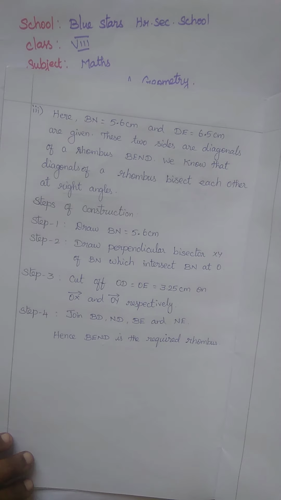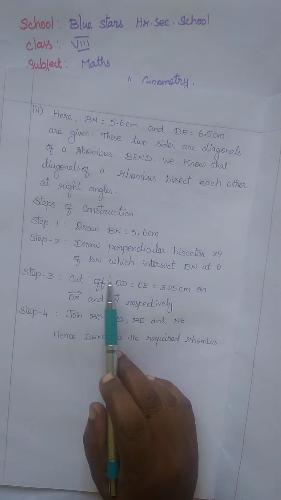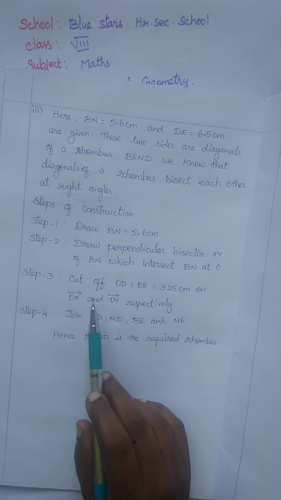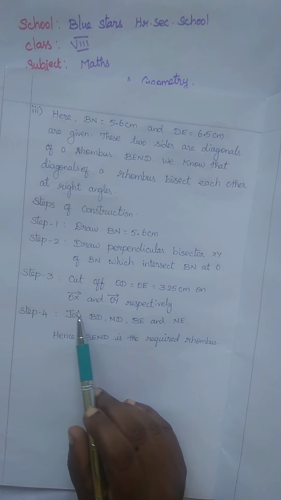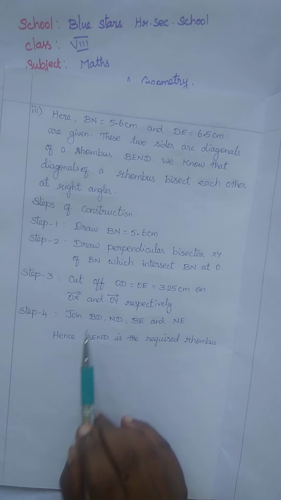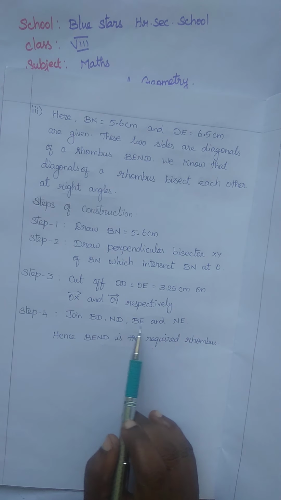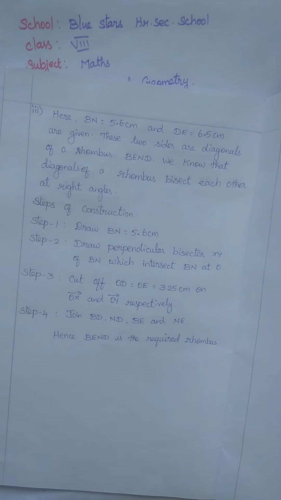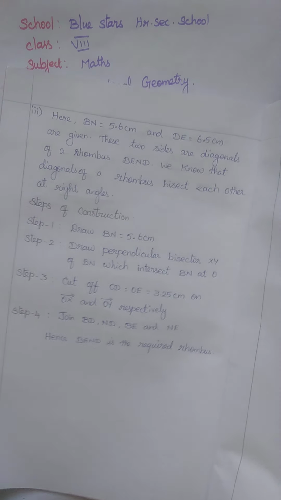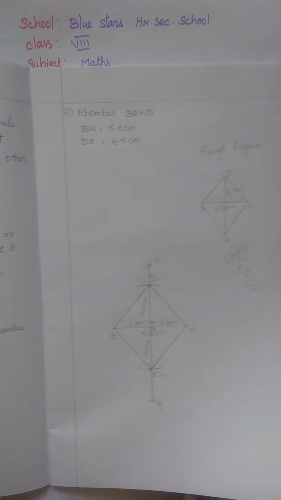Now XY and BN intersect at O, we marked it. Cut off OD and OE as 3.25 cm, which we got by dividing, so OX and OY respectively. Join BD, ND, BE and NE. Hence BEND is the required rhombus. So that's all. Your practical geometry is over.